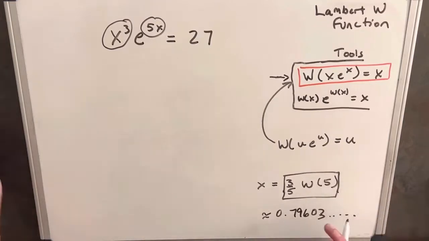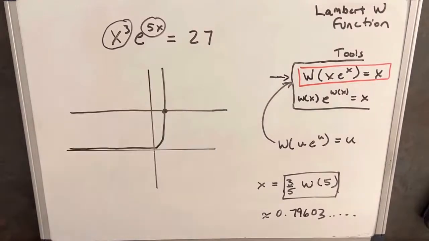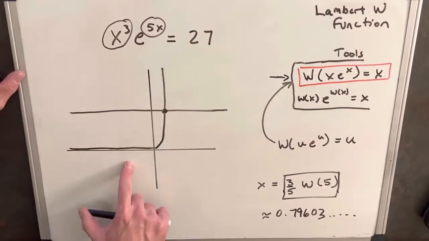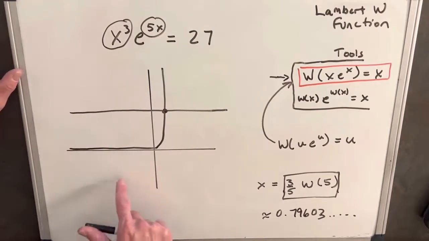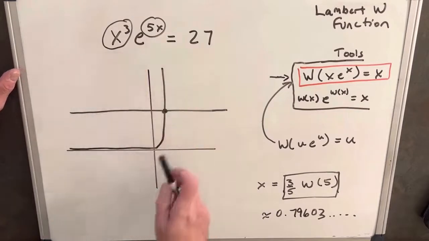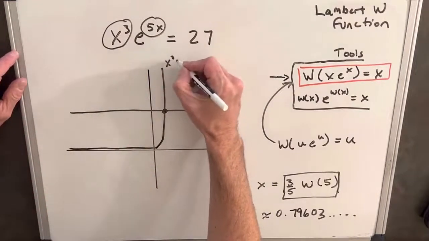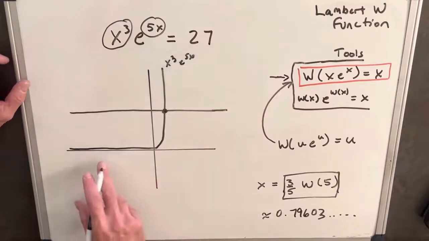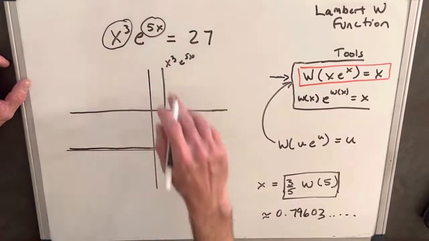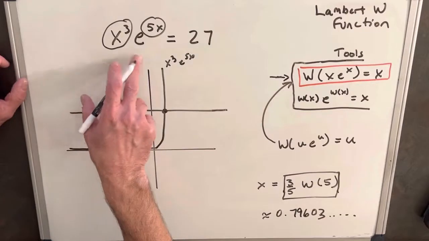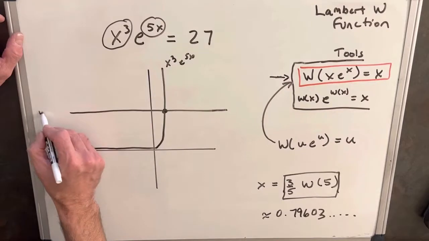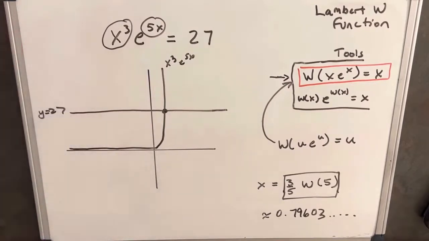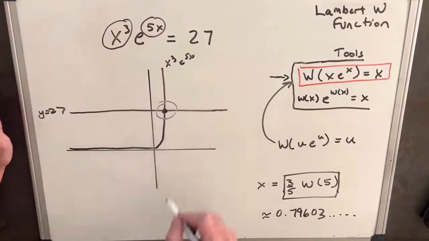Now, how do we know that? A couple ways. So let's look at the graph first. Again, just looking for real solutions. This is my rough sketch of how the graph looks. The left side, this piece here is x cubed e to the 5x. It's 0 and then it just spikes up immediately, which you can expect because you get two exponential functions. They're just going to grow really quickly. And then this is going to be our y equals 27. And so we have this one clear intersection point.